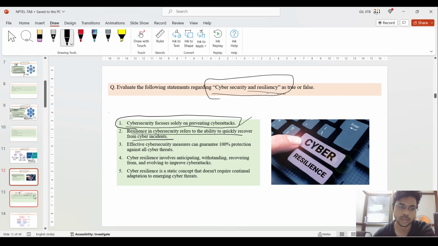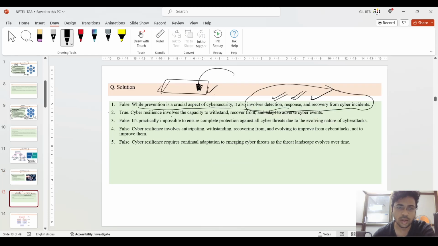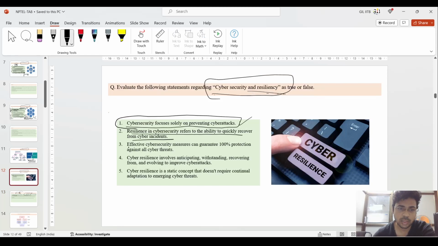Coming to the second statement, that resilience in cyber security refers to the ability to quickly recover from cyber incidents. That is actually true. The recovery which happens after a cyber attack is actually cyber resilience. You need a physical system which must be mostly robust to this and also recover from that situation itself.